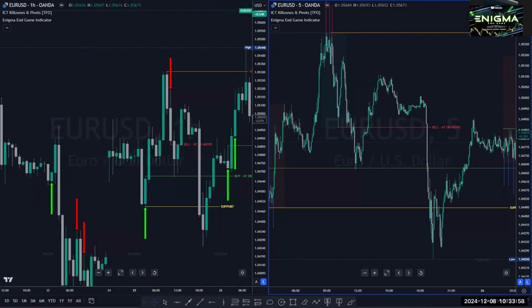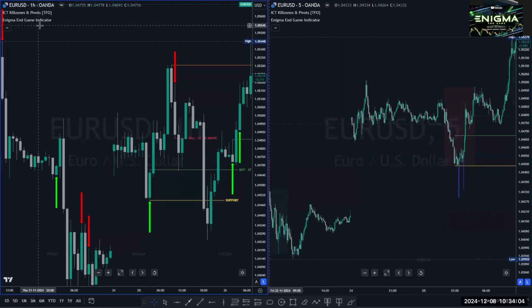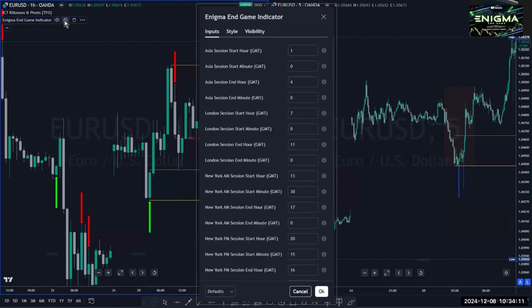Today is December 8th, 2024, and we are going to introduce you to the Enigma Endgame Indicator. The Enigma Endgame Indicator has a variety of settings, so you can find it in the Indicator tab in TradingView. It's free, available to all. Those are the settings that I'm using right now.